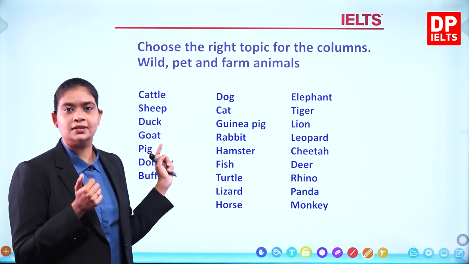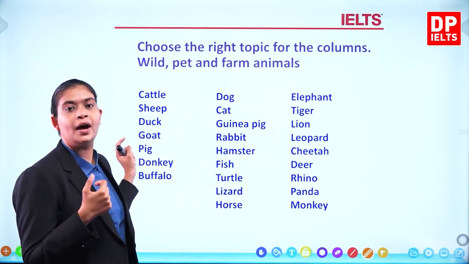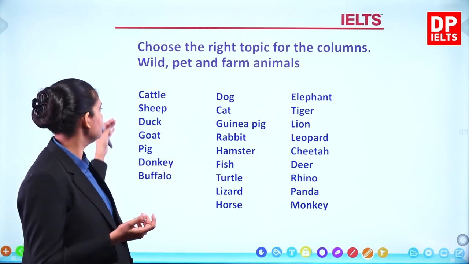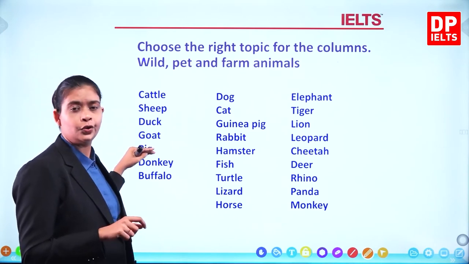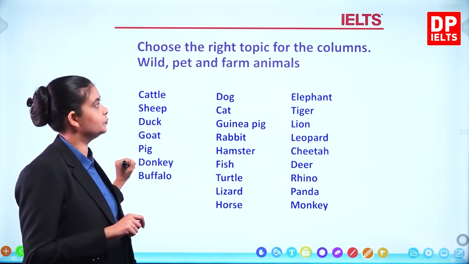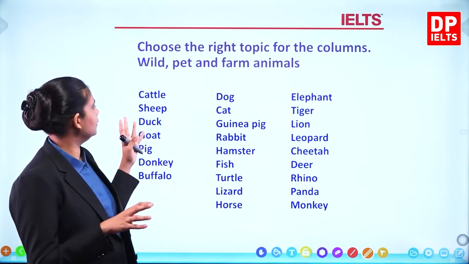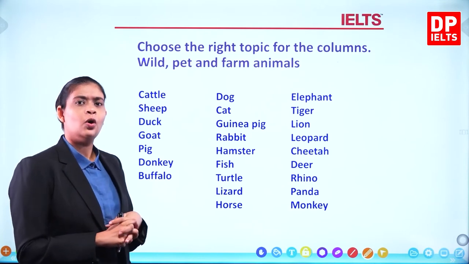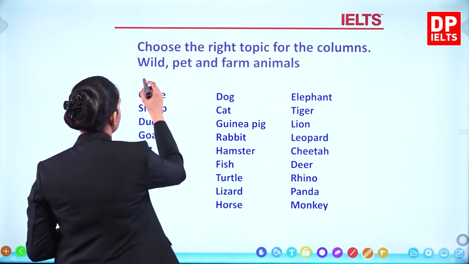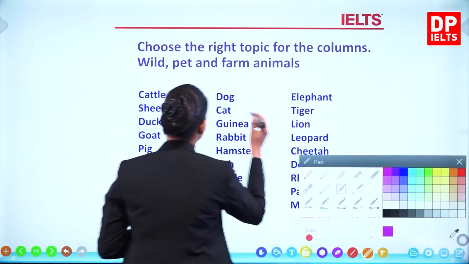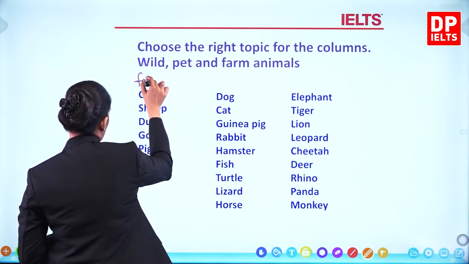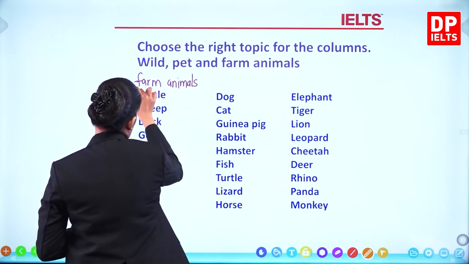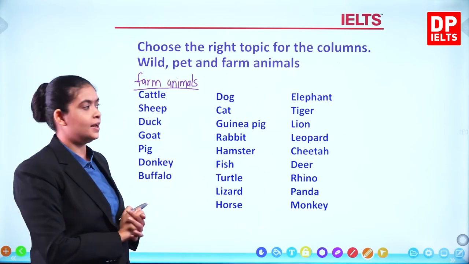Next one, duck. Goat. Pig. Donkey. And then we have lastly, the B sound, buffalo, right? Cattle, sheep, duck, goat, pig, donkey, buffalo. Right? So, cattle, sheep, duck, okay? Goat, donkey, buffalo. Who are these animals? All of these animals are farm animals. Right? So these ones are all farm animals.